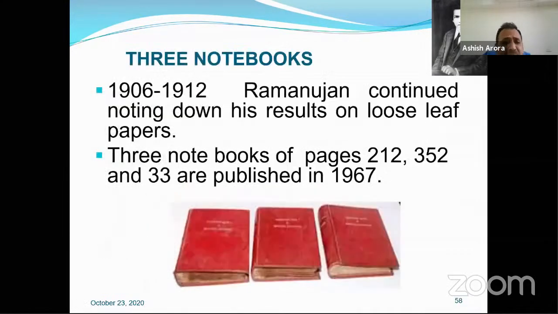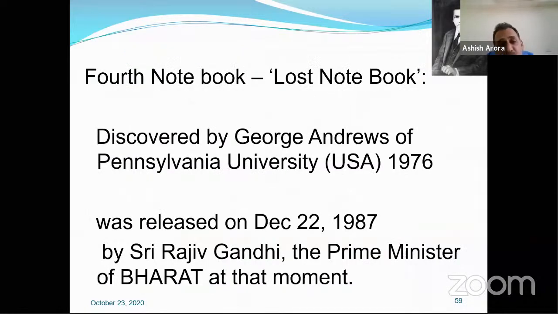ਉਹਨੇ ਬਹੁਤ ਸਾਰੀਆਂ ਥਿਊਰੀਜ਼ ਦੇ ਉੱਪਰ ਕੰਮ ਕੀਤਾ, ਜਿਹੜੀਆਂ ਅਕਸਰ ਗੁੰਮ ਹੋ ਗਈਆਂ ਸੀ. ਰਾਮਾਨੁਜਨ ਦੀਆਂ 3 ਨੋਟਬੁੱਕਸ ਪਬਲਿਸ਼ ਹੋਈਆਂ ਸੀ, ਉਹ ਲੂਜ਼ ਲੀਫ ਪੇਪਰ ਤੇ ਕੰਮ ਕਰਦਾ ਸੀ. ਇੱਕ ਨੋਟਬੁੱਕ ਗੁੰਮ ਹੋ ਗਈ ਸੀ ਜਿਹਨੂੰ ਲਾਸਟ ਨੋਟਬੁੱਕ ਕਿਹਾ ਜਾਂਦਾ ਹੈ, ਜਿਹੜੀ USA ਦੀ ਪੈਨਸਿਲਵੇਨੀਆ ਯੂਨੀਵਰਸਿਟੀ ਦੇ ਅੰਦਰ 1976 ਵਿੱਚ ਮਿਲੀ ਸੀ ਅਤੇ ਉਹਨੂੰ 22 ਦਸੰਬਰ 1987 ਨੂੰ ਦੈਨ ਪ੍ਰਾਈਮ ਮਿਨਿਸਟਰ ਆਫ ਇੰਡੀਆ ਨੇ ਰਿਲੀਜ਼ ਕੀਤਾ ਸੀ. ਉਹਦੀ ਲਾਸਟ ਨੋਟਬੁੱਕ ਨੂੰ ਪਬਲਿਸ਼ ਕੀਤਾ ਗਿਆ ਸੀ.